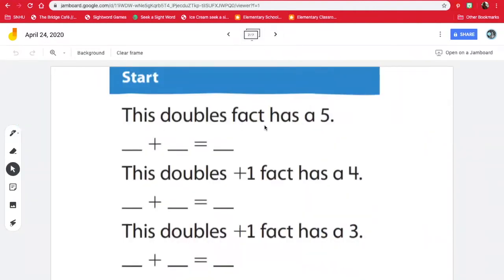This doubles fact has a 5. Well, if we had 5 as the answer, there wouldn't be a number that was the same, because if it was 2 plus 2, that would be 4, and if it was 3 plus 3, that would be 6. So that means we're going to have the 5 and 5, and we know our double facts, 5 and 5 makes 10.